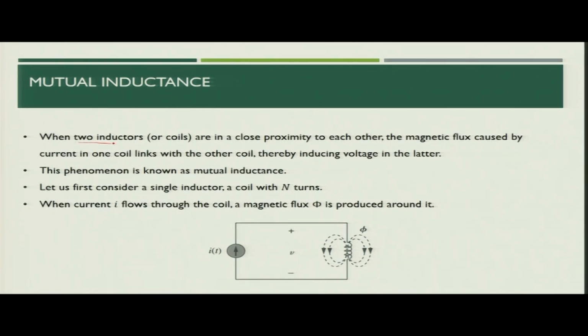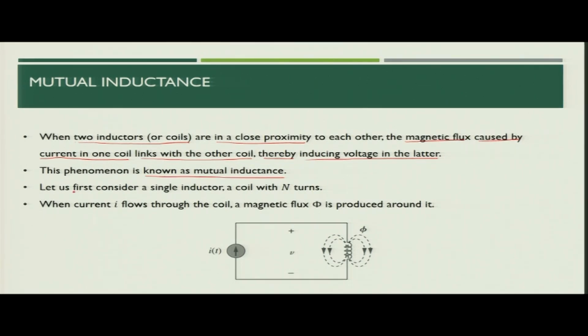Now, when two conductors, or you can say two coils, are in close proximity to each other, the magnetic flux caused by the current in one coil links with the other coil, and thereby it induces a voltage in the second coil. This particular phenomenon is known as mutual inductance.